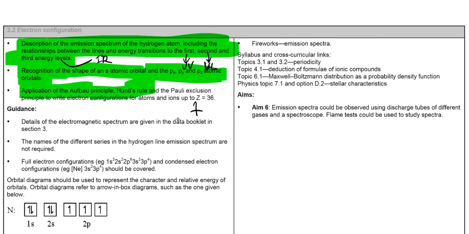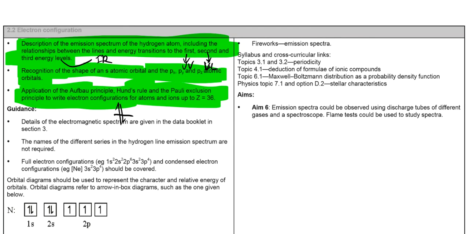Next, the Pauli exclusion principle. You saw how I drew the electrons like that. Those represent opposite spins. The Pauli exclusion principle says that if two electrons occupy the same orbital, they have opposite spins, so you have to draw them like that.